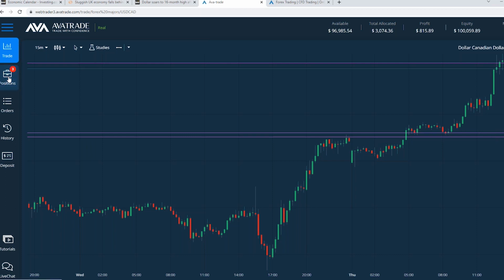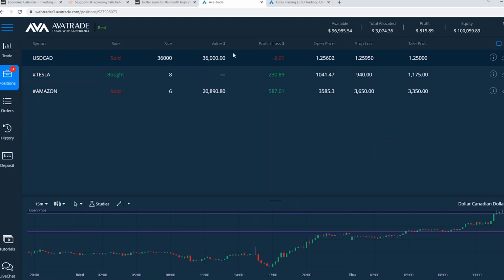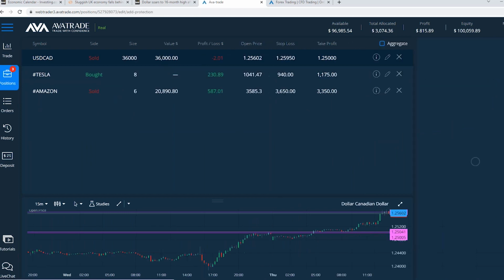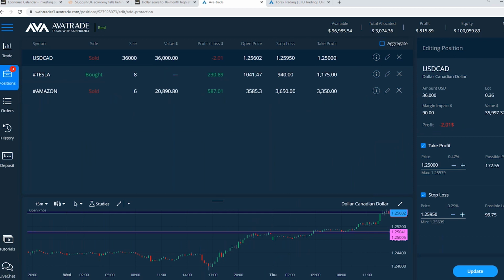Can I go modify that position? Of course I can. I can go to USD Canadian, click on the pencil, my stop loss, take profit. Now I see based on the technical analysis, I would prefer 125.04 as my take profit. I'm still making more than I'm risking, and I click update.